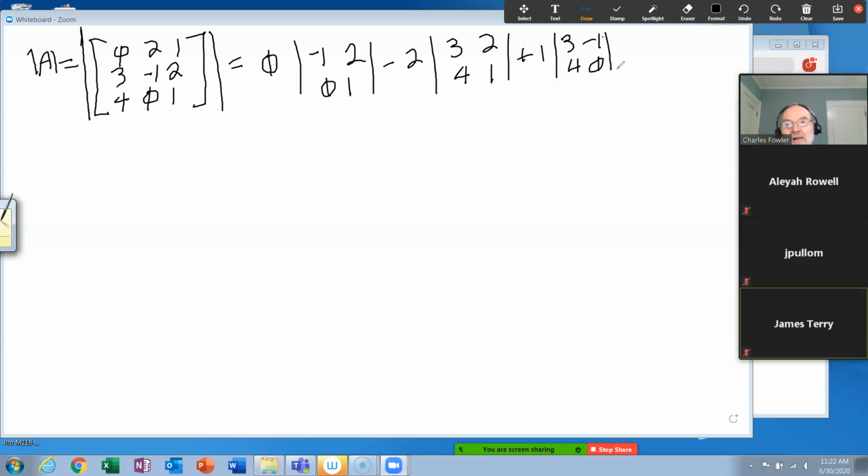Okay, now let's go back here. Certainly 0 times whatever that determinant is going to be 0. So then you move to here and you get a -2 times the determinant here. And can someone do that fairly quickly?